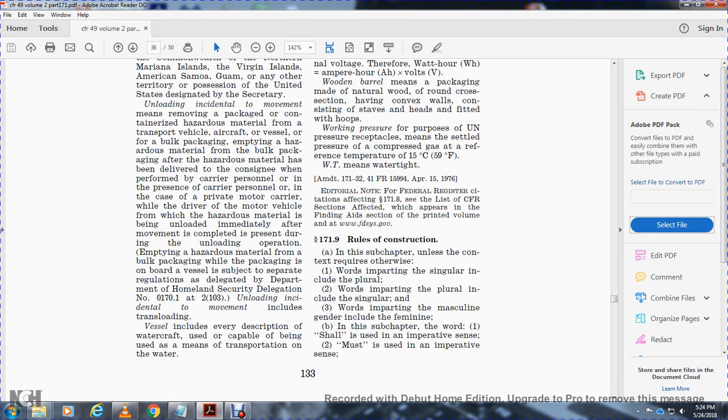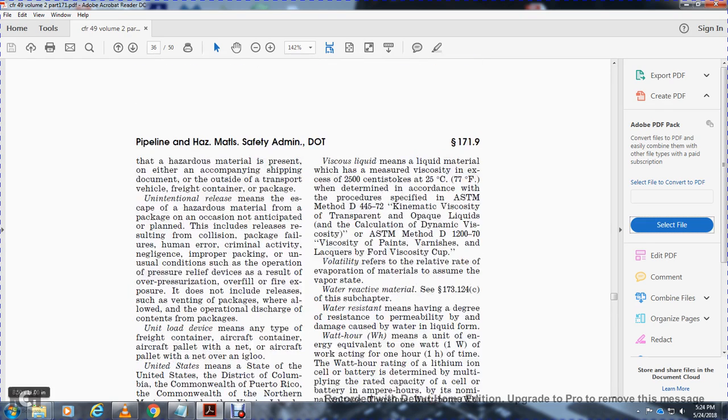Vessels include every description of watercraft capable of being used as a means of transportation on water.